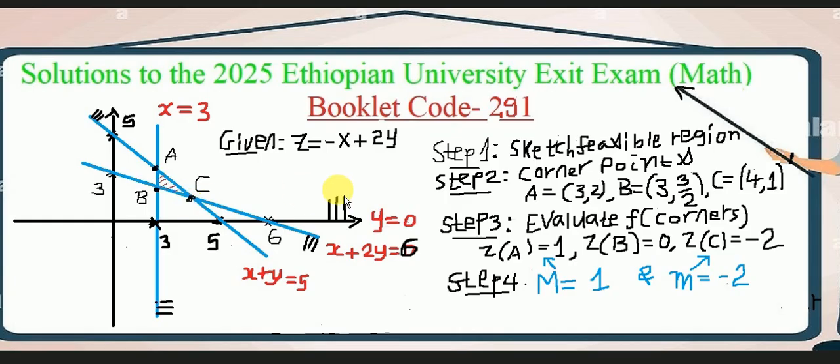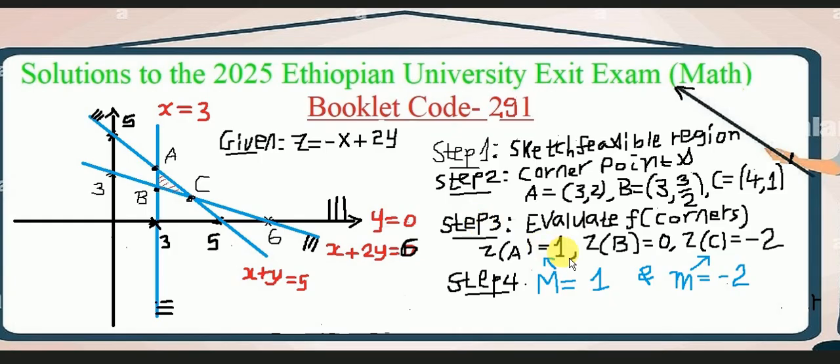ኦኬ ፊዚብል ሪጅን ስኬች አደረግን. ሁለተኛው ስቴፕ ኮርነር ፖይንቶችን መለየት ነው. ኤ ማን ነው, ቢ ማን ነው, ሲ ማን ነው. ኤ ማለት 3 2, ኤክስ ኮኦርዲኔቱ 3 ነው, ሁለተኛው ኮኦርዲኔቱ ይመጣል እንዴት የሚለውን ኢንተርሴክሽን መፈለግ ነው ከዚህ ላይን ጋር. ምክንያቱም በኤክስ ቦታ 3 ስናስገባ y2 ይሆናል. 3 2 የb. The coordinates of b are 3 and 3/2 and those of c are 4 and 1. When we evaluate the function at these corner points, when we evaluate the function means negative x plus 2y.